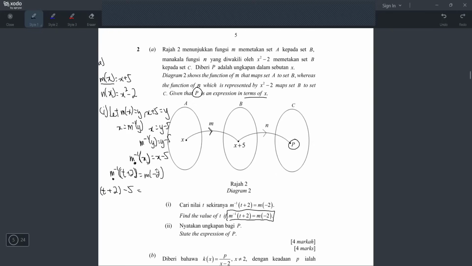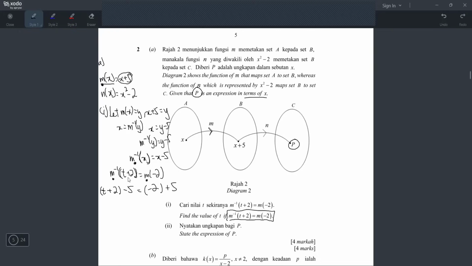What about the right side? The right side is m(negative 2). The function here is m. Do I have function m? Yes, it's here, they are the same function. So can I write the x plus 5 down here? Yes, I can write x plus 5, but be careful. Don't write x plus 5. Why? Because this is m bracket x. I don't want m bracket x. I want m bracket negative 2. That means the x has to be substituted with negative 2, so the x at the back here also has to be negative 2.